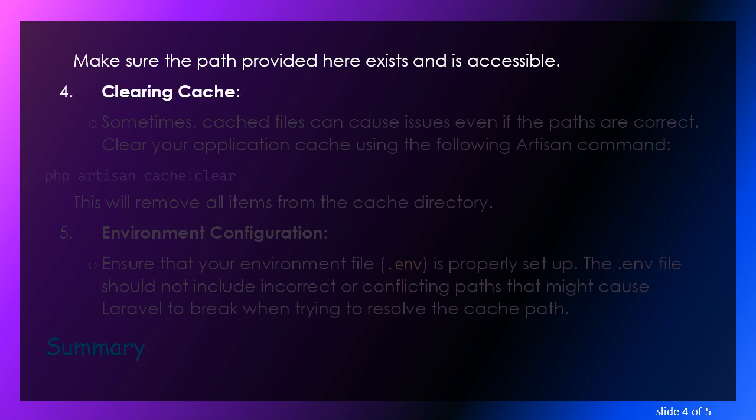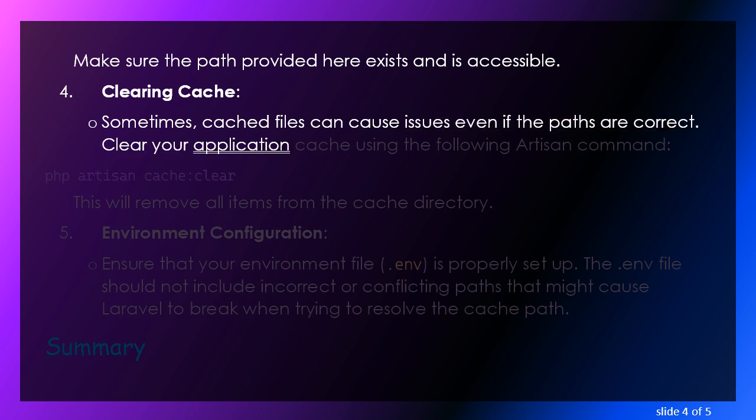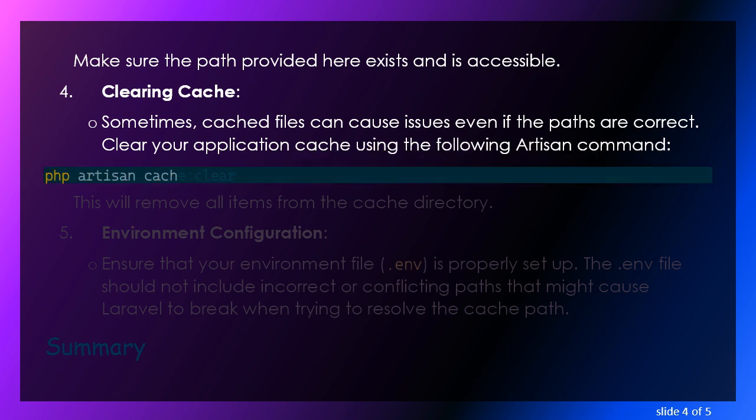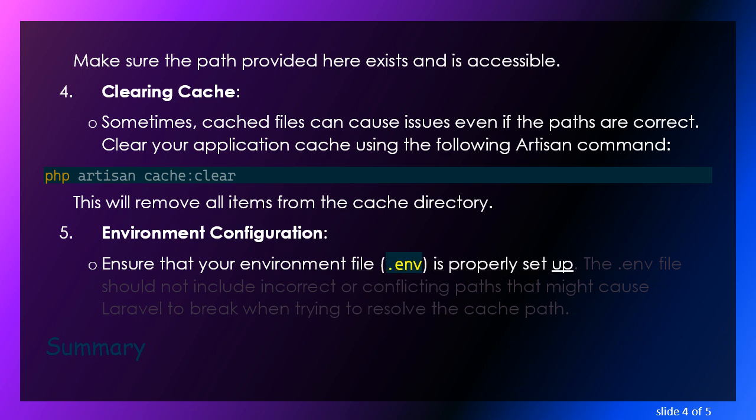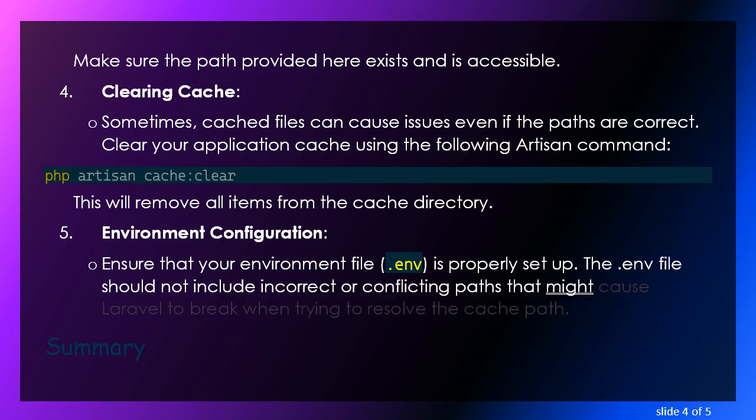Clearing cache. Sometimes, cached files can cause issues even if the paths are correct. Clear your application cache using the following artisan command. This will remove all items from the cache directory. Environment configuration. Ensure that your environment file, .env, is properly set up. The .env file should not include incorrect or conflicting paths that might cause Laravel to break when trying to resolve the cache path.